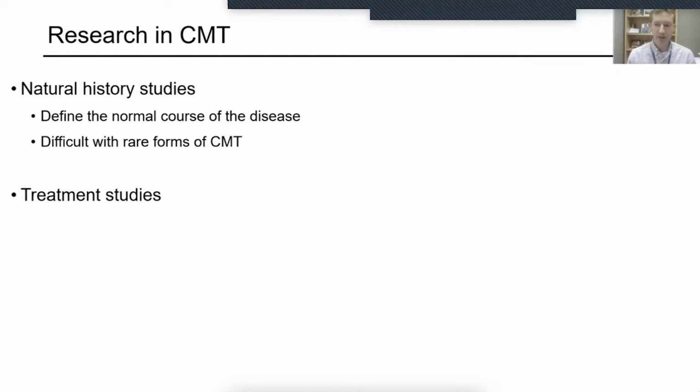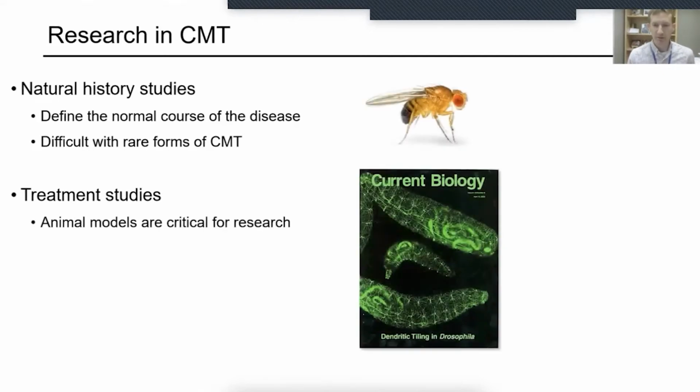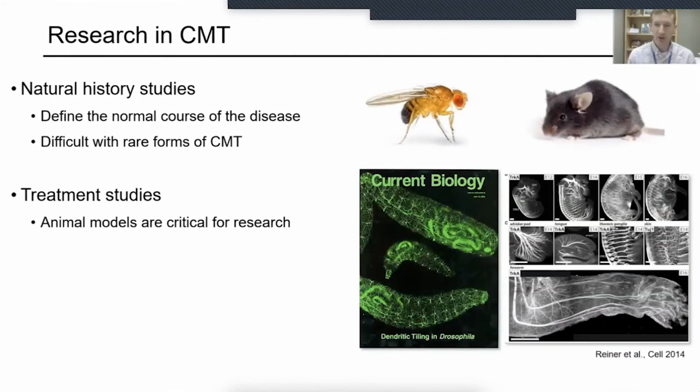The other things that we are trying to do more and more these days are treatment studies. These generally have to rely on animal studies, so basically trying to give CMT to Drosophila, fruit flies, or to mice. For many reasons, this is the place to start because we can do a lot of different testing in these animal models that we can't do ethically, nor do we want to do, on people.